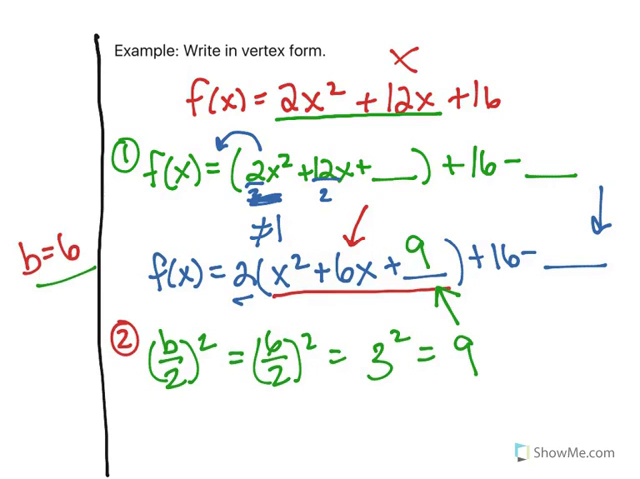However, the value that goes on the outside of these parentheses has to take into consideration this 2. So it's going to be 2 times 9. That's what's going to go in this blank. Okay, so you're going to do this value outside of the parentheses times this value inside the parentheses to get our new value. So 2 times 9 is 18.